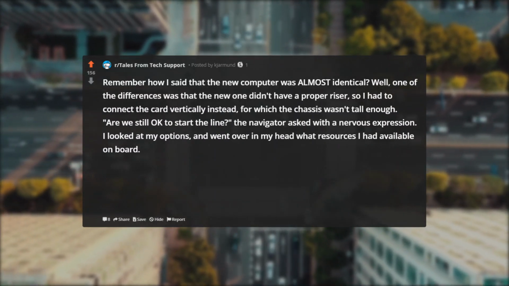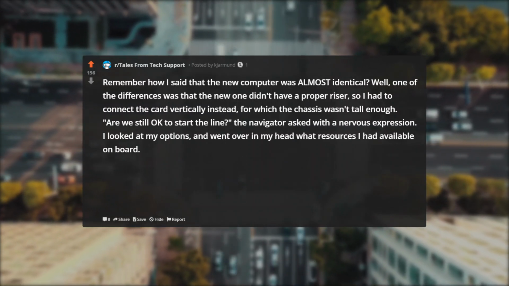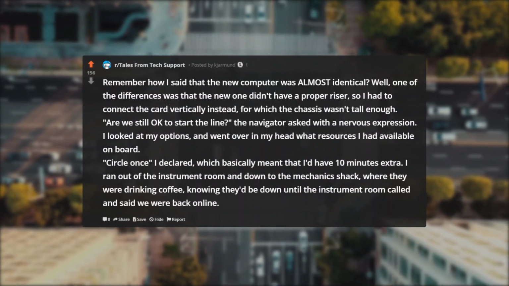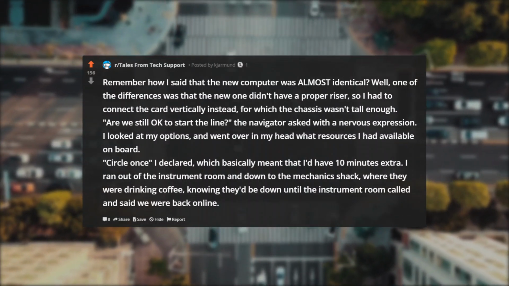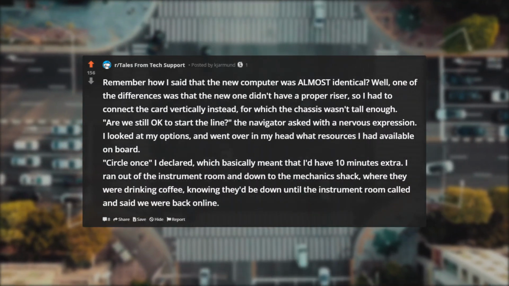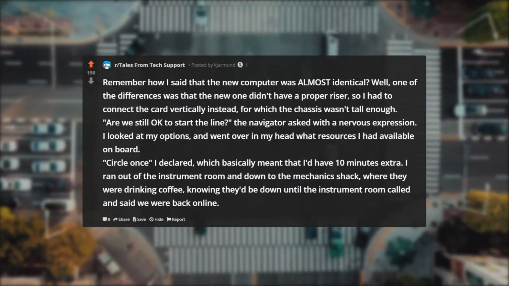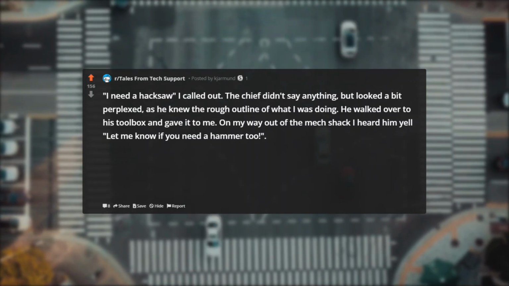I looked at my options, and went over in my head what resources I had available on board. "Circle once," I declared, which basically meant that I'd have 10 minutes extra. I ran out of the instrument room and down to the mechanic's shack, where they were drinking coffee, knowing they'd be down until the instrument room called and said we were back online. "I need a hacksaw," I called out.